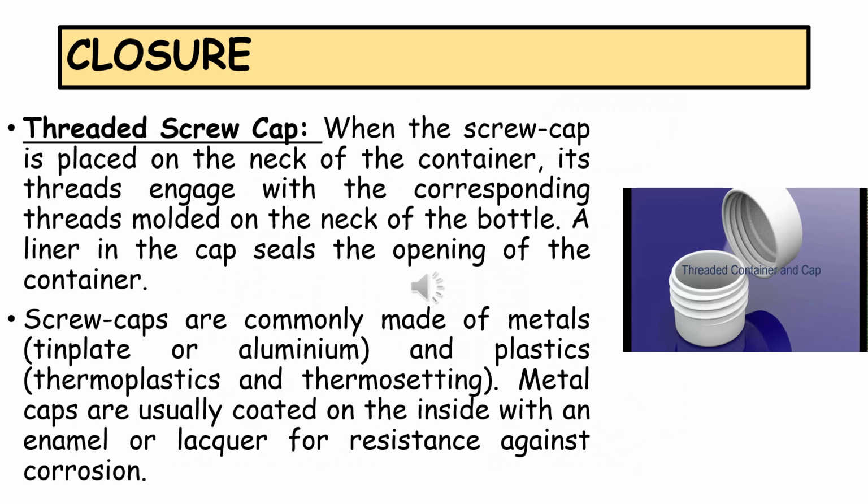Threaded screw cap. This threaded screw cap or closure is the most common type of closure which is used for bottles, jars and tubes. This screw cap is commonly made up of metal and plastic, and it provides physical and chemical protection to the contents of the container. The metal is usually made up of tin plate and aluminium, and in case of plastics the thermoplastic and thermosetting types of materials are used.